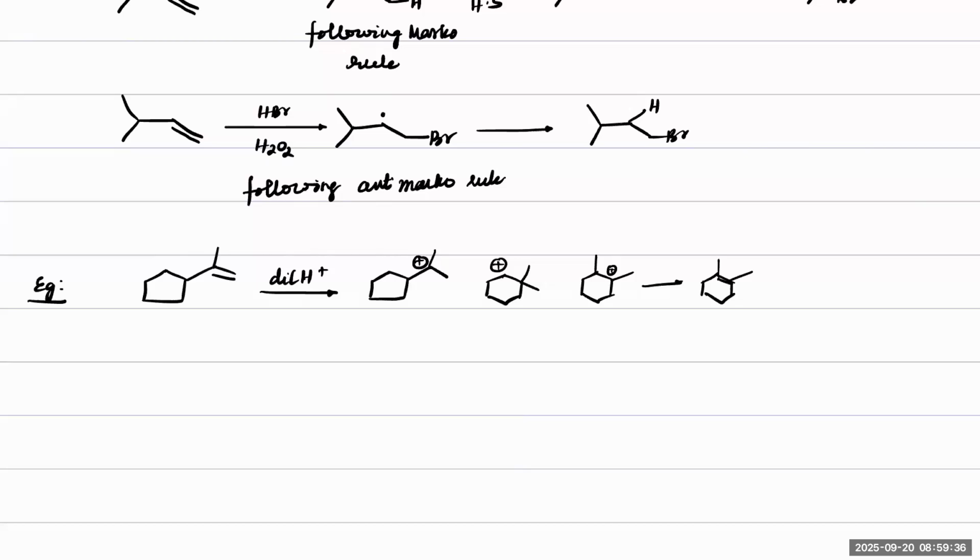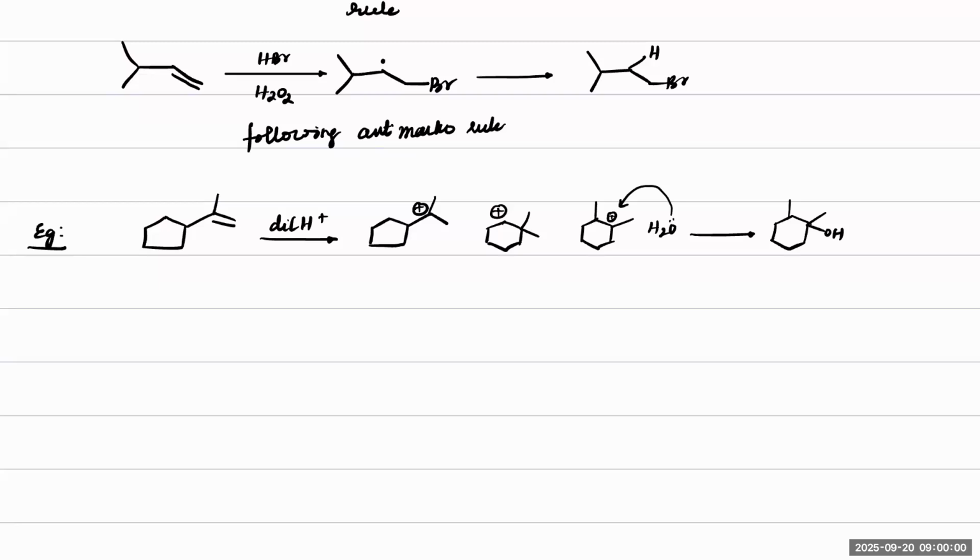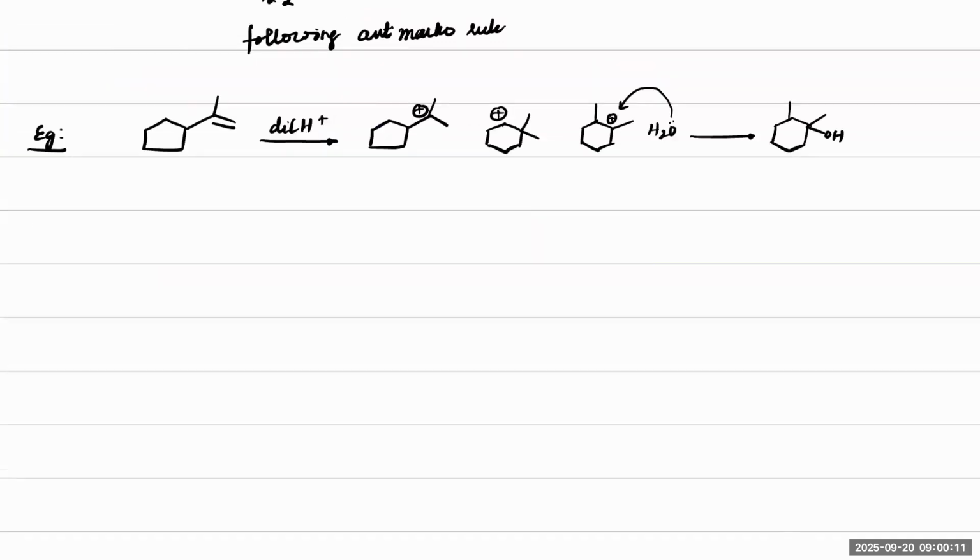Sorry, not a double bond. Protonation, I mean hydrolysis. You are using dilute acid, so alcohol will form. This is the final product. Now, these reactions have happened using Markovnikov's rule. There will be reactions which will happen via anti-Markovnikov's rule also. But let me finish all the Markovnikov's rule first, as well as the classical carbocation used here.